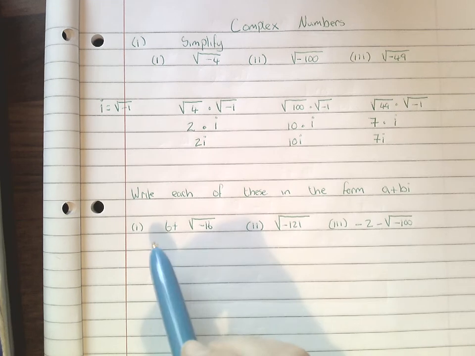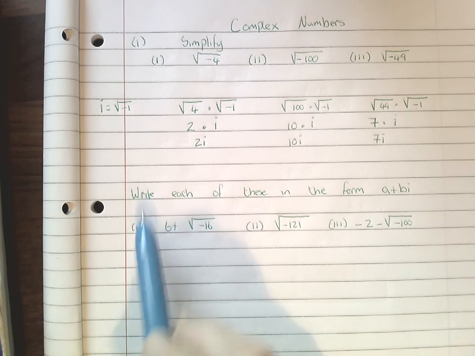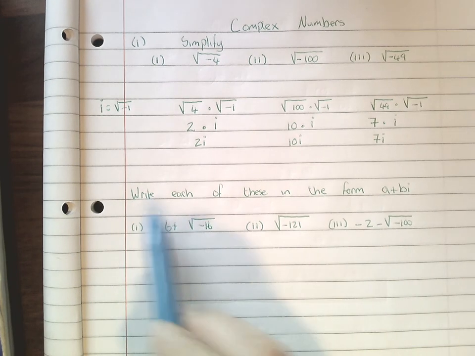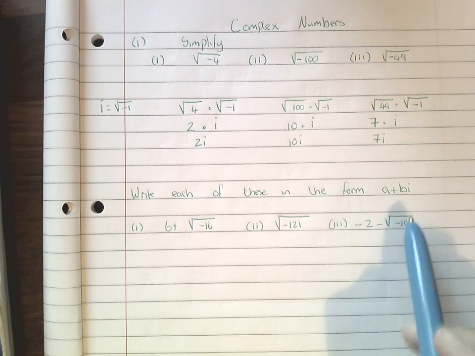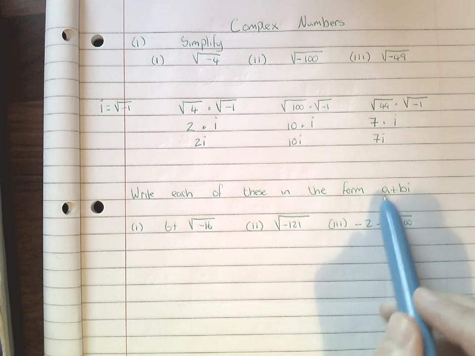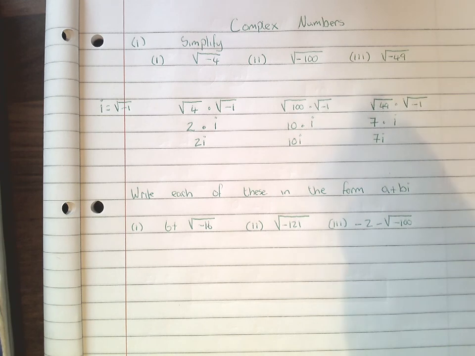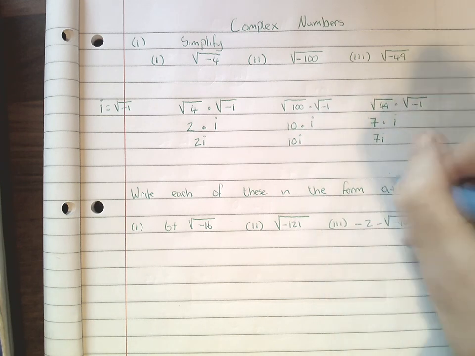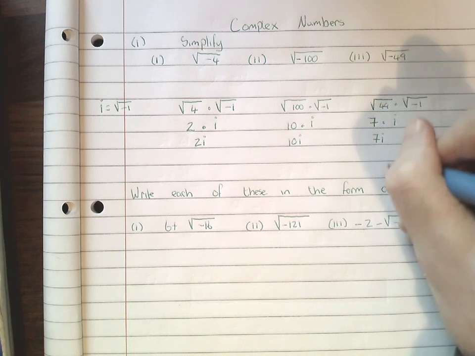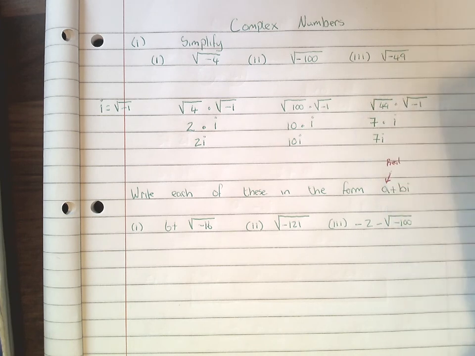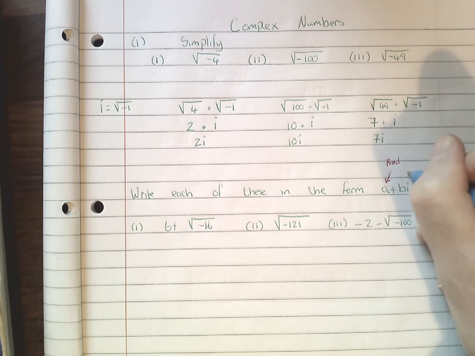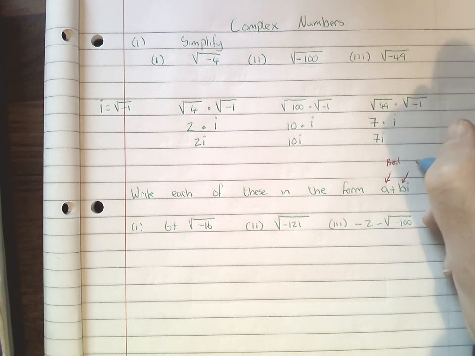Okay, so let's have a look at these kind of questions here. What you've been asked to do in this is to write each of these in the form a plus bi. So again, this is your complex number. Remember this part here, a represents the real part, and this b here represents the imaginary part.